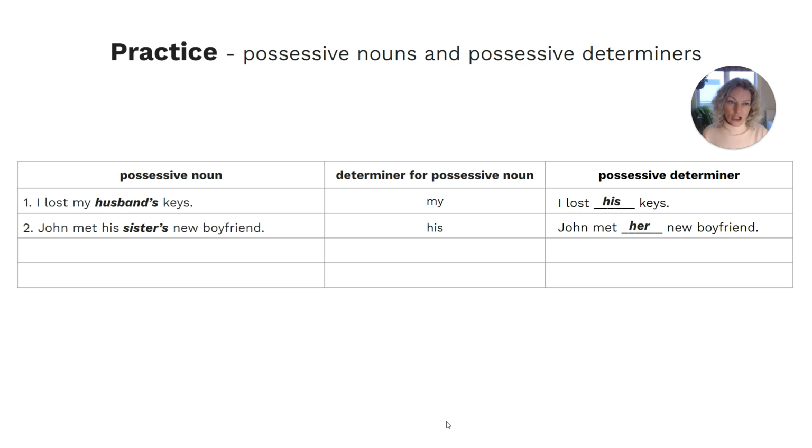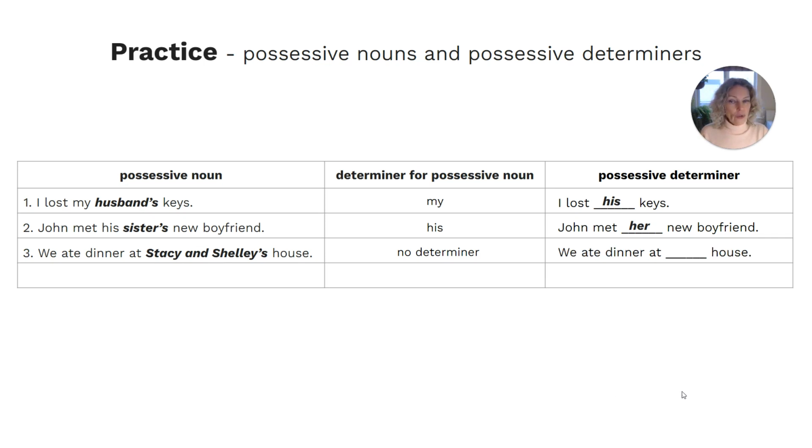It would be John met her new boyfriend, because we're referring to the sister. Number 3, we ate dinner at Stacy and Shelley's house. So what's the determiner in that sentence? There is no determiner, and that's because we have a proper noun here. So you don't need determiners with proper nouns.